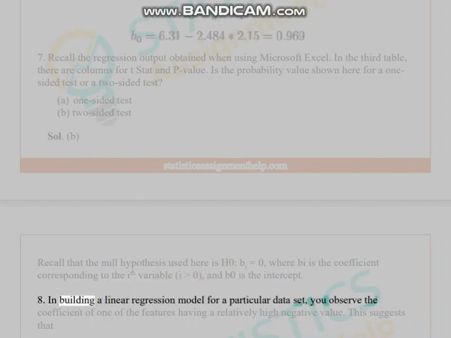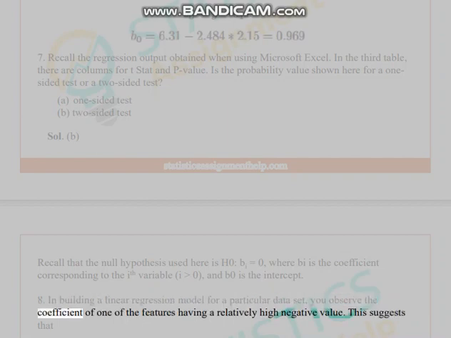8. In building a linear regression model for a particular dataset, you observe the coefficient of one of the features having a relatively high negative value. This suggests that A. This feature has a strong effect on the model, should be retained. B. This feature does not have a strong effect on the model, should be ignored. C. It is not possible to comment on the importance of this feature without additional information.